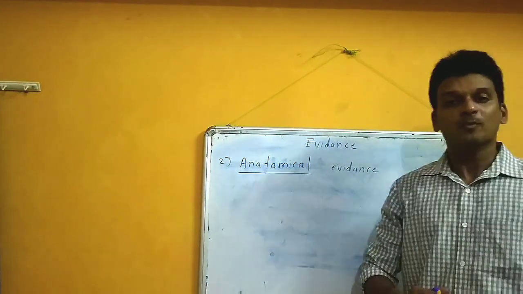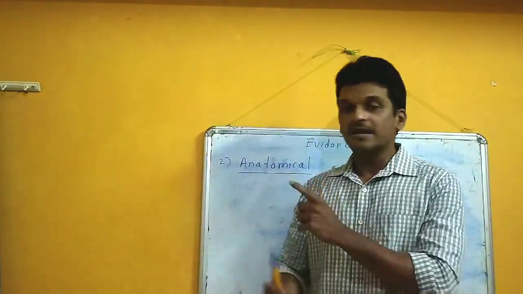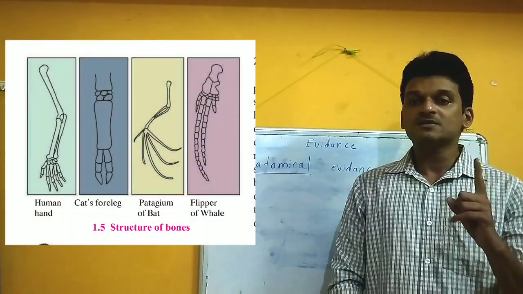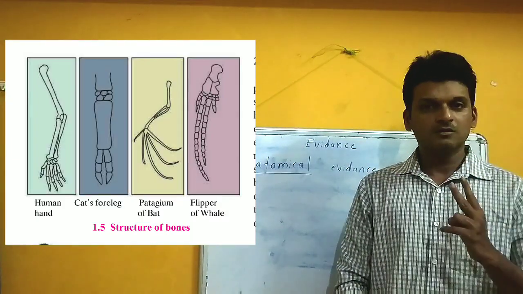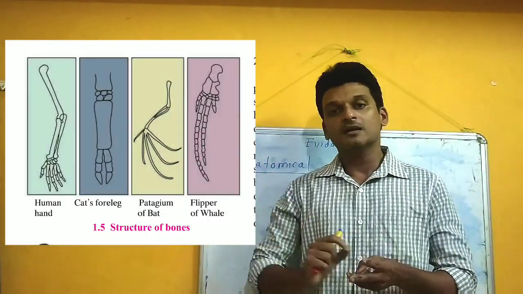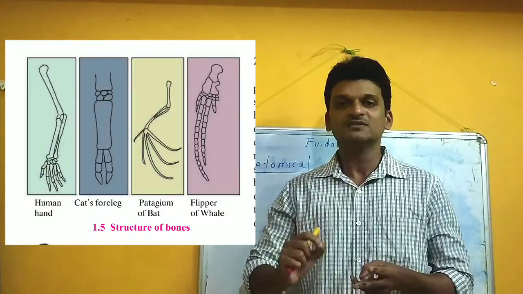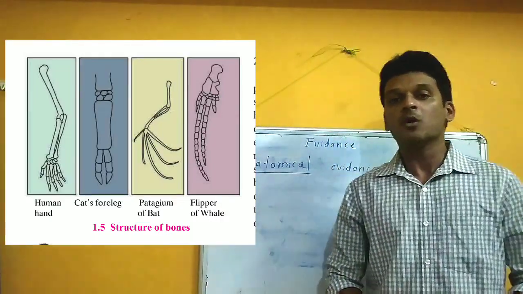To understand this anatomical evidence, let us take the example of four different animals. In the diagram that is displayed, the first is human arm, second is bull's leg, but in the 10th standard textbook, there is a printing mistake. Under that bull's leg, it is given cat's forearm, but actually it is bull's leg. After that there is bat's patagium, and number 4, flipper of whale.